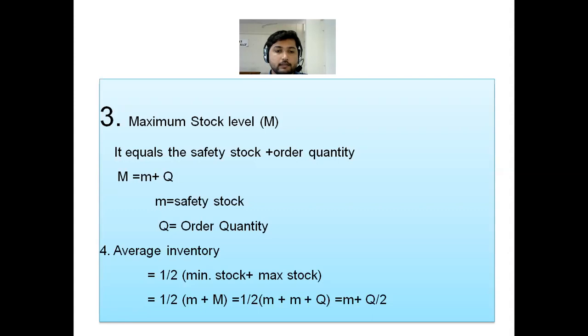Then fourth one is average inventory. Average inventory is equal to 1/2 inside the bracket minimum stock plus maximum stock. Minimum stock will be represented as small m and maximum stock will be represented as capital M, and capital M is nothing but small m plus Q. So we get 1/2 (m plus M), which is equal to 1/2 (m plus m plus Q), and it is equal to m plus Q by 2.